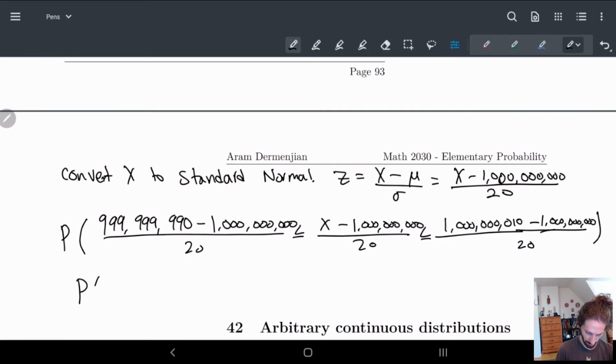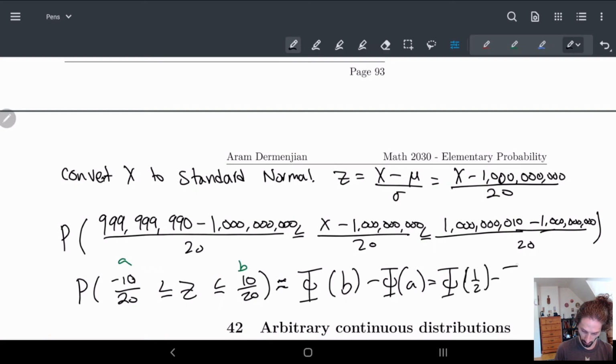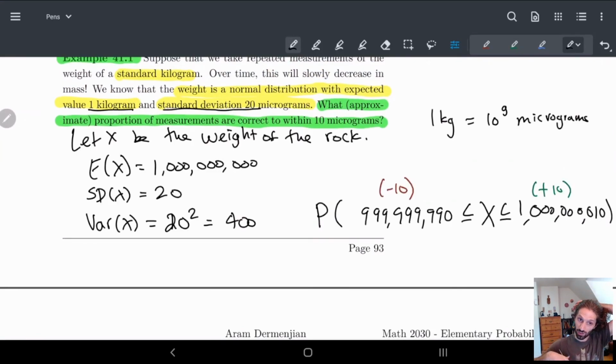So here this top part is just minus 10, divided by 20. This middle part is now our Z. And this right-hand side is just 10 over 20. And this we should already be very familiar with how to do. So this is our B and our A, right? We ended up having phi of B minus phi of A. So phi of 1/2 minus phi of minus 1/2, because we have this negative here. And if you plug this in, as long as I did not mess up, you should get roughly 38.29%. That's basically what the chances are that we'll get a measurement in that range.